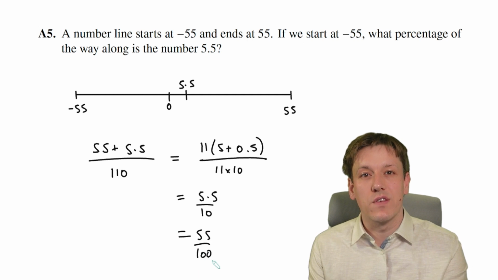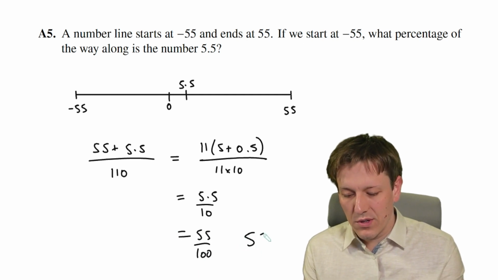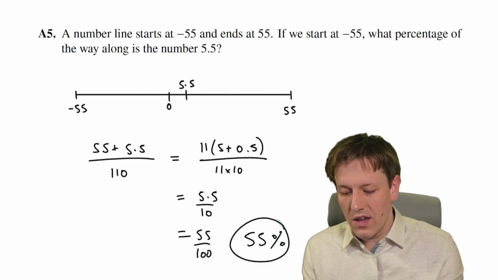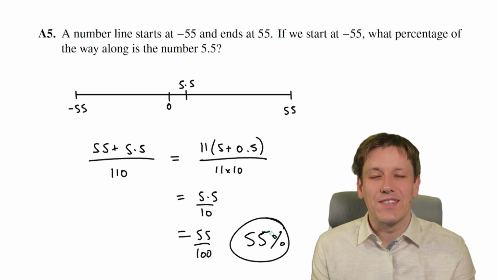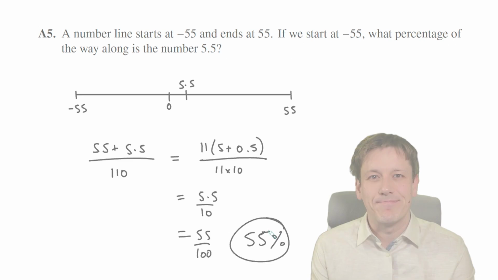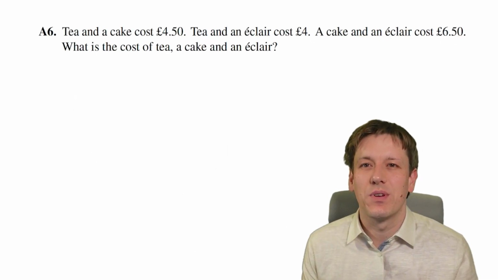So it's 55 100ths of the way along, which of course corresponds to an answer here then of 55% of the way along. Lots of 5s in this question, A5. Bit of a classic type of question, this one, number 6.